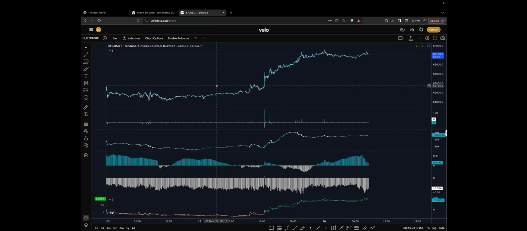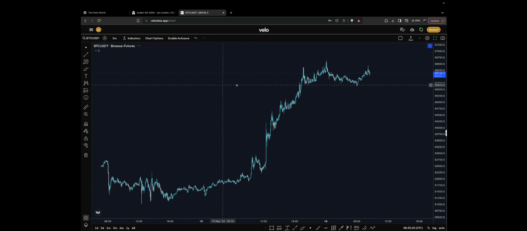So, today is Thursday, 16th of May. First thing to say is I think it's important to separate high time frame from low time frame. So, higher time frame, we've had a significant shift in the market.